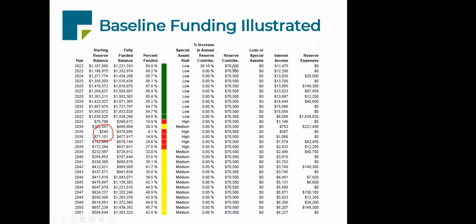We see the cash going in, the cash going out, and each fiscal year begins with the result from the prior year, right? If I took this 1,107,000, added 70,500, added 11,475, and subtracted no expenses, then going into the next year, I have 1,188,975. Repeat that process over and over again, and what we see is that we're going to meet these expenses and stay cash positive, right?